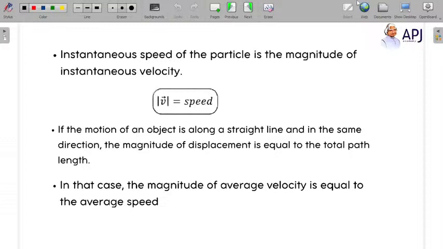ठीक है, अगला पॉइंट क्या कह रहा है? If the motion of an object is along a straight line and in the same direction, the magnitude of the displacement is equal to the total path length. अगर कोई object straight line में motion कर रहा है, ठीक है, और एक सीधी डायरेक्शन में, तो मैग्नीट्यूड ऑफ डिस्प्लेसमेंट एंड डिस्टेंस इज इक्वल. टोटल पाथ लेंथ क्या होती है?